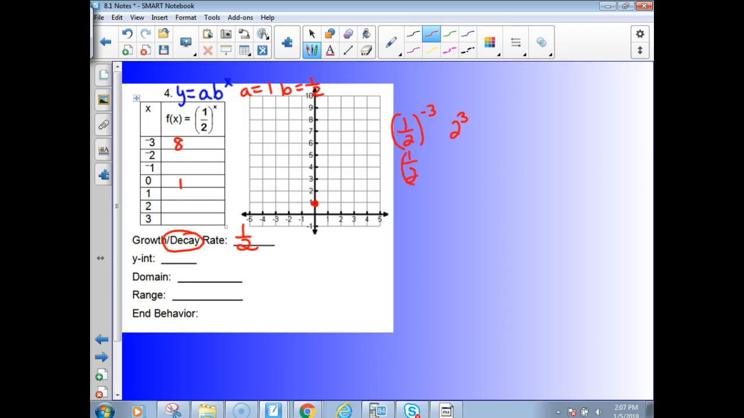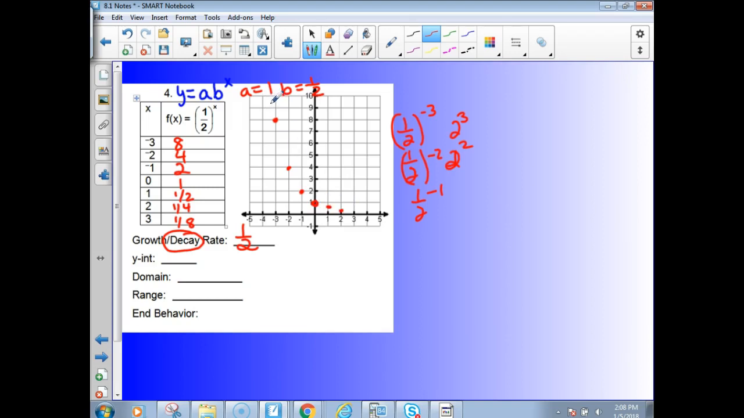If I do 1/2 to the -2, I get 2 to the 2nd, which is 4. And if I do 1/2 to the -1, that just flips it over to 2. If I put in 1, I get 1/2. If I put in 2, I get 1/4. And if I put in 3, I get 1/8. So this time, (-3, 8), this graph is definitely coming down. (-2, 4), (-1, 2), (0, 1), (1, 1/2), (2, 1/4).